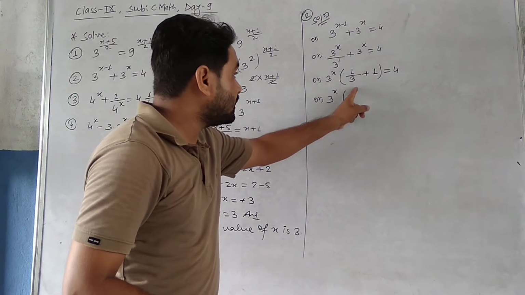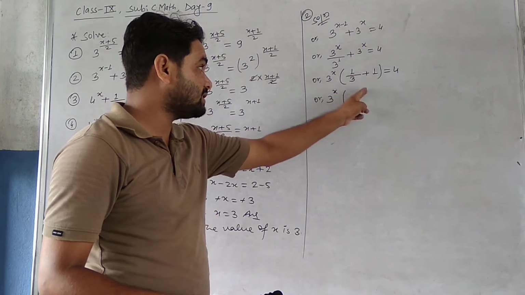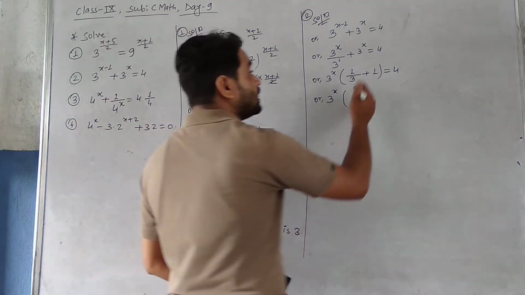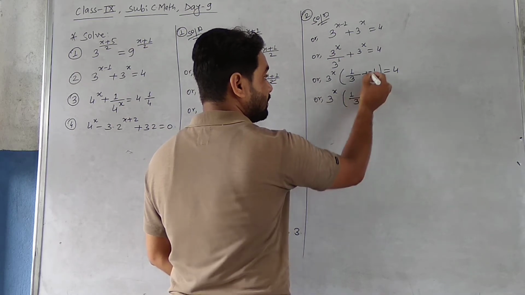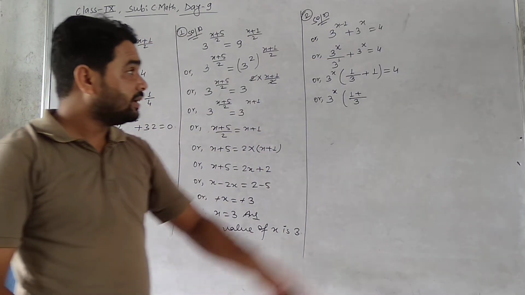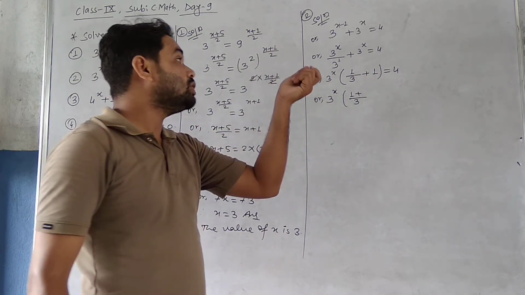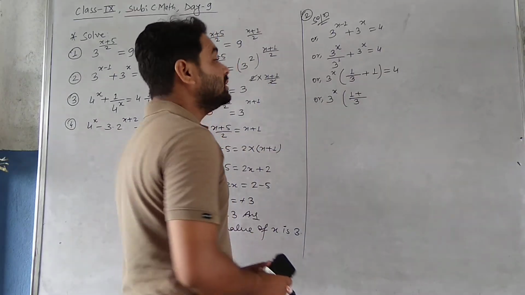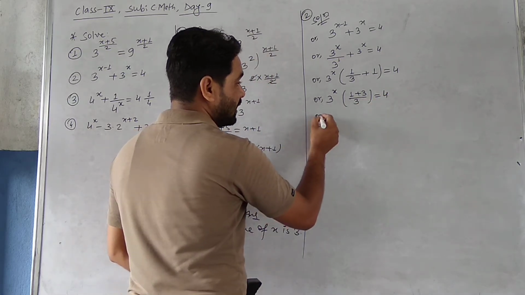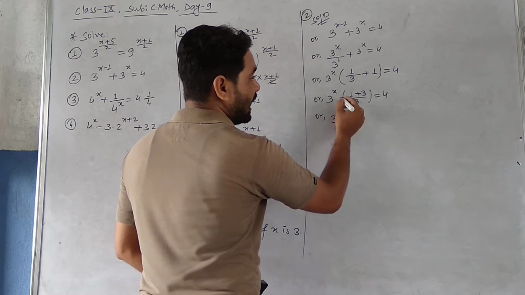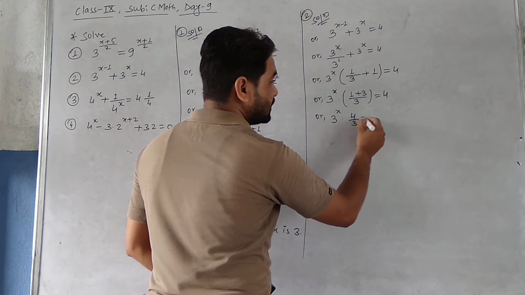Look here, 1 upon 3 plus 1 is here, and this is in the form of a fraction, and this is the whole number. So let's take the LCM first, so we get 3 as the LCM. Here 1 remains the same, plus sign, and now the denominator of this is 1, and we make it 3, that is multiply with 3, so 3 ones are 3, equals to 4. Or 3 power x into 1 plus 3, we get 4 upon 3, equals to 4.